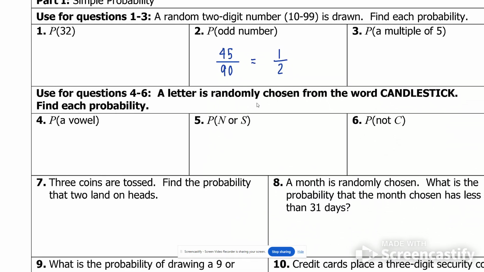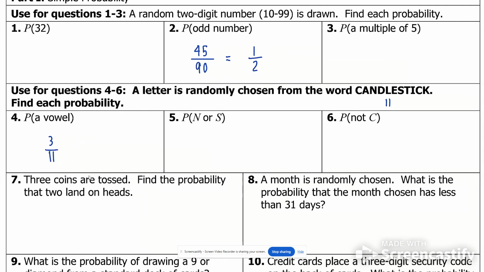For number 4 and for number 6, we're using the word candlestick, which is 11 total, okay? So right off the bat, we know that our bottom number has to be 11. That's our total. So out of those, they want to know what's the odds that it's a vowel. Well, we talked about vowels a little bit yesterday. You've got A, you've got E, and you've got I. So you have 3 vowels here, so this is going to be 3 out of 11. Now, I would always encourage you guys to use your alpha y equals key in your calculator to see if these will reduce. 3 over 11 will not, so we're going to leave it be, okay?